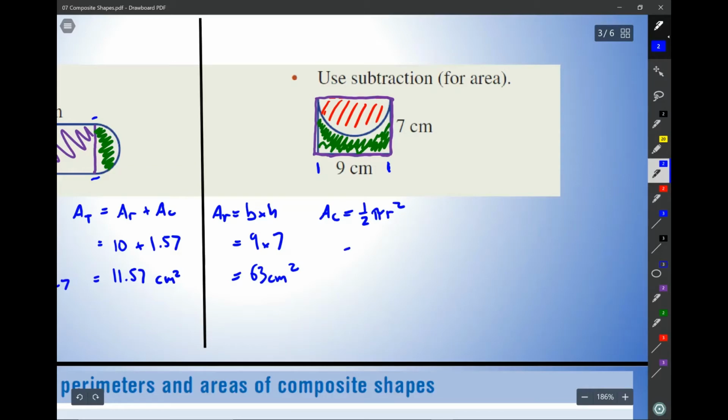Sorry, I should have written down the formula first. So now when it comes to plugging in the radius, we're putting in half of 9. And then this all just goes into our calculator, and it's going to give us the answer. Again, we're not told what to round off to, so we'll round off to 2.